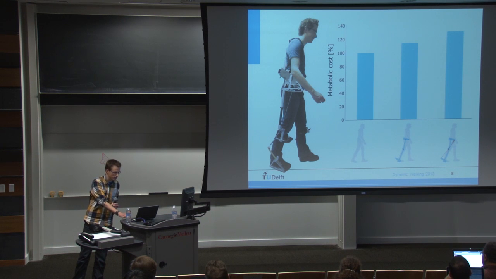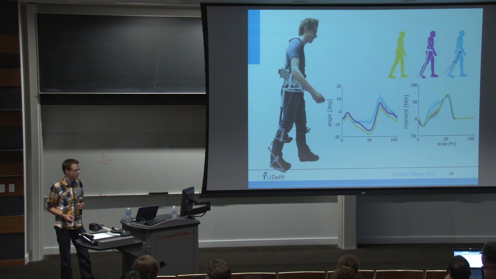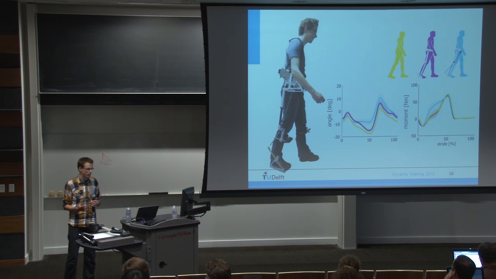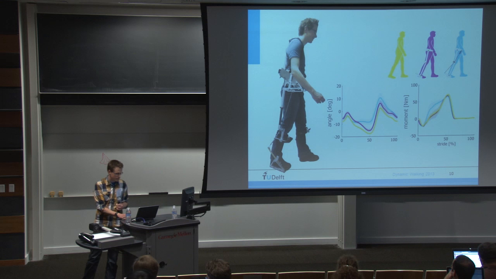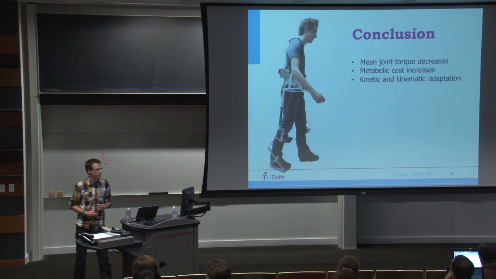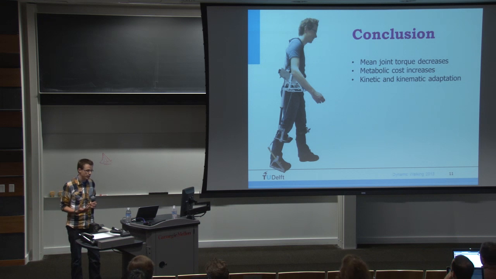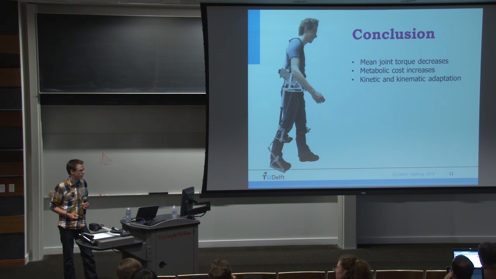One thing we saw is that the kinematics and the kinetics change substantially. For example, at the ankle, we see that people walk more on their toes. So we see some adaptation to the walking. In conclusion, we see that the mean joint torque decreases, which is what we expected, but the metabolic cost increases, and we see some adaptation to the device.